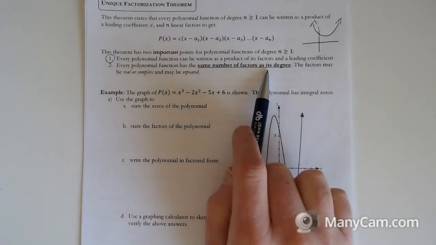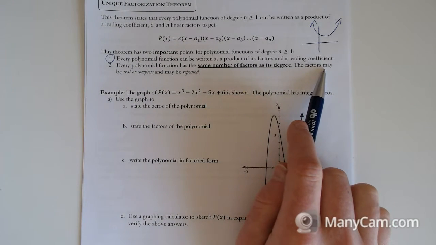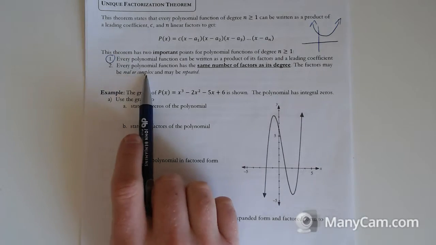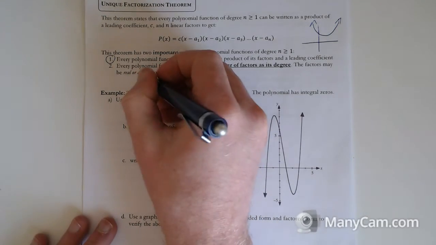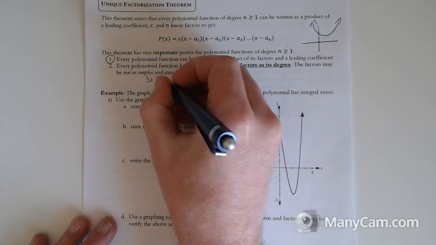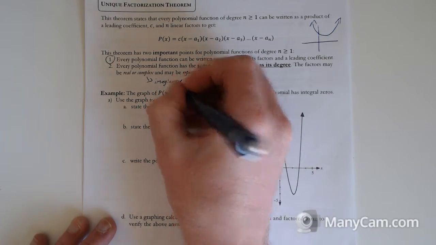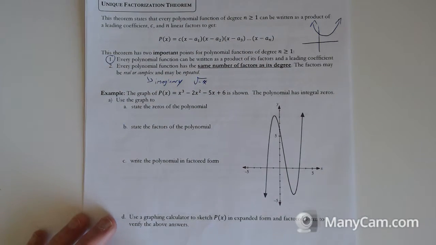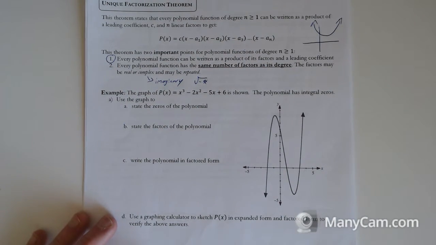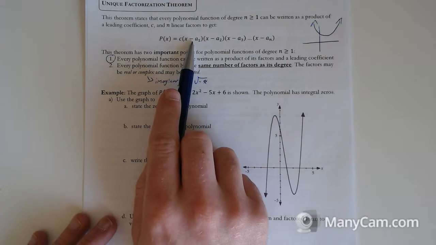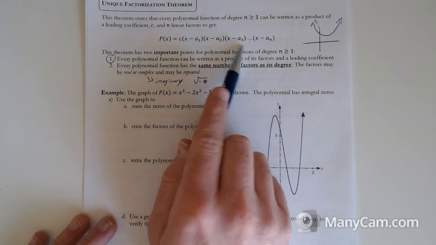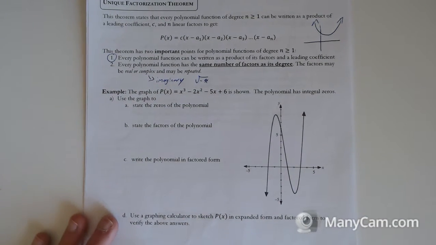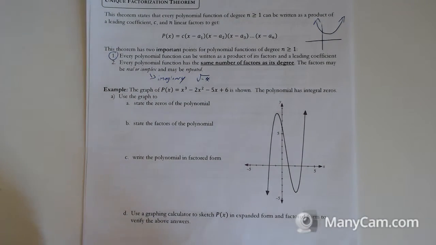So there's that one, but now here's that caveat I was telling you about. These factors may be real, they may be complex. Complex is another word for imaginary, which means it involves a root of a negative number, which we can't do with our normal numbers. And it may be repeated. You could have the same one, like x plus 1, x plus 1, x plus 1, x minus 2, something like that. So it could be that, but if you expand it out, then there's the same number of factors as its degree. Should be common sense.